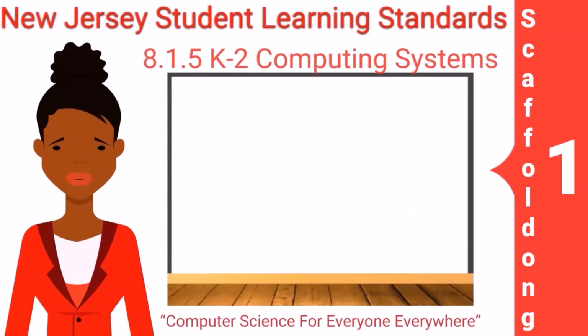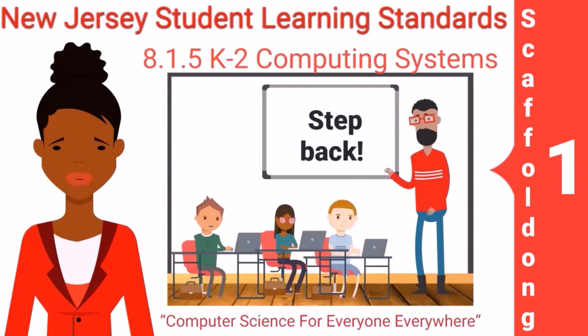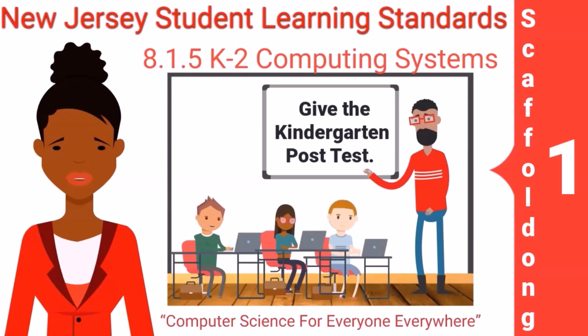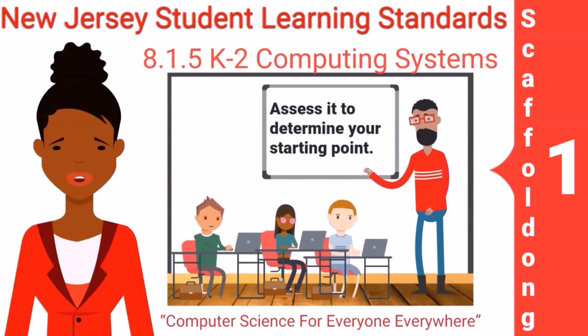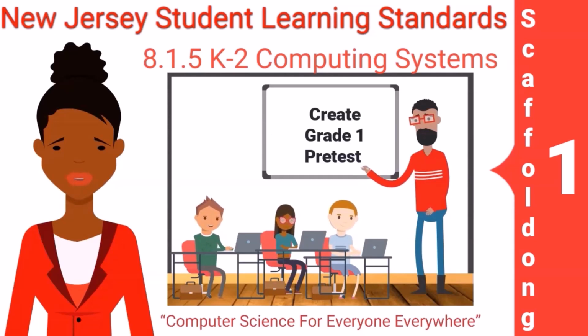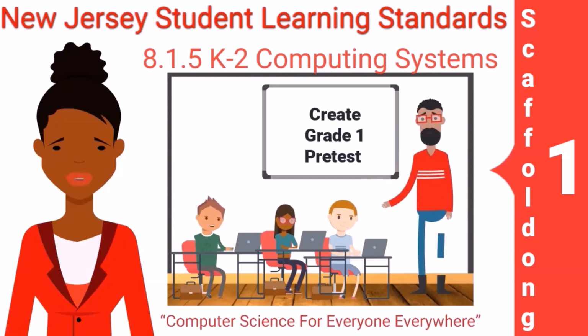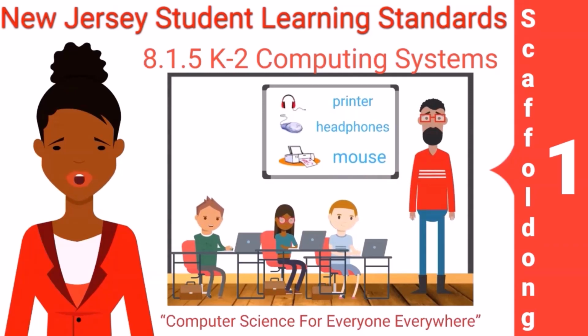In first grade, you may want to step back. Give the students the kindergarten post-test. Assess it to determine if that should be your starting point or if you can move forward with spelling and more detailed definitions. Create a pre-test to determine if students can match picture words with words from the word wall. If they cannot, create exercises for classwork and homework that will allow them to practice.